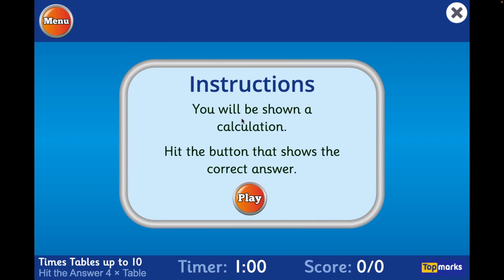It always starts with this screen with instructions, what the students will be shown, and their job is to hit the button that shows the correct answer. Down at the bottom, it shows you what fact you're focusing on or what the answer will be. There is a timer. These games are 1 minute long, and then there's a score. So I'm going to show you how to play it here.